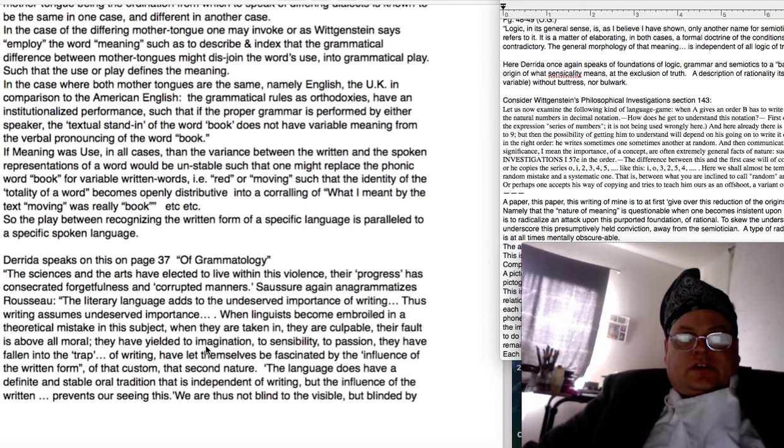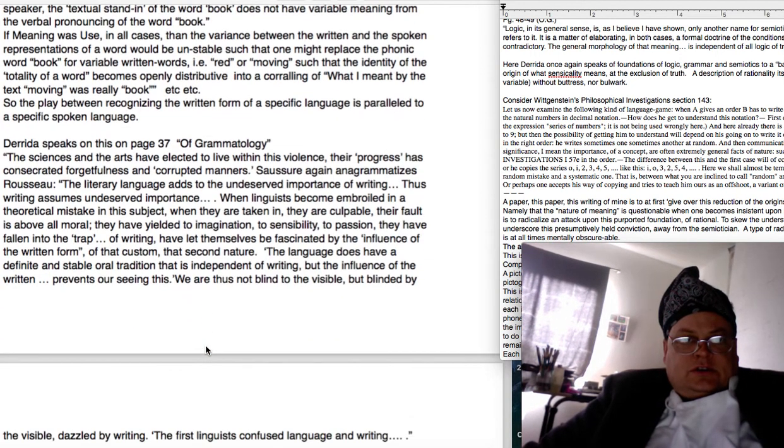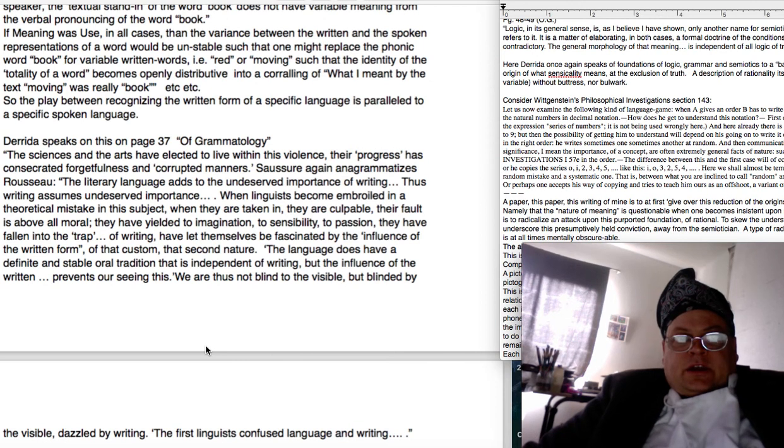If meaning was use in all cases, then the variance between the written and the spoken representations of the word would be unstable, such that one might replace the phonic word book for variable written words, i.e. read or moving, such that the identity of the totality of a word becomes openly distributive into a corralling of what I meant by the text moving was really book, etc., etc. So the play between recognizing the written form of a specific language is parallel to that specific spoken language.